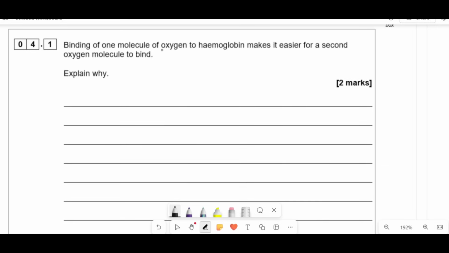Binding of one molecule of oxygen to hemoglobin makes it easier for a second one to bind. Explain why. Remember, hemoglobin is a quaternary structure with lots of different chains, and you have an O2. For some reason, this one binding means it's easier for the rest. If it's easier for the rest, the only explanation is that this must be more accessible to those O2s, meaning that this has to have changed shape. And that's exactly why that happens.